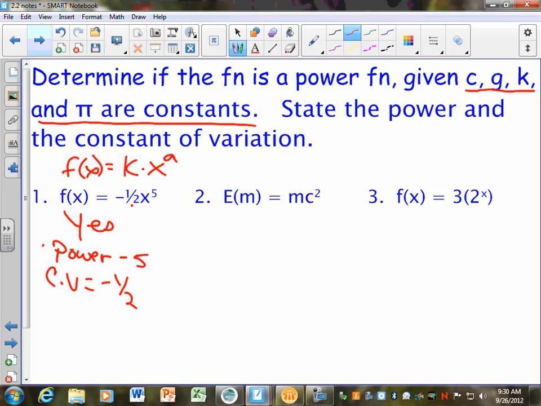It's not really negative 5. That was supposed to be my equal sign. Sorry. I stopped mid-question.